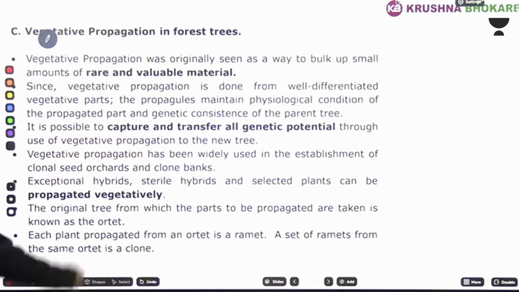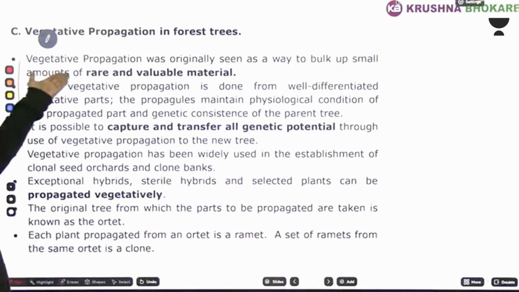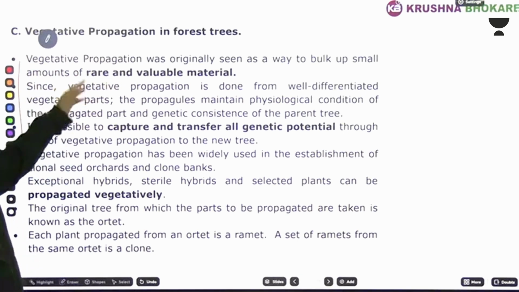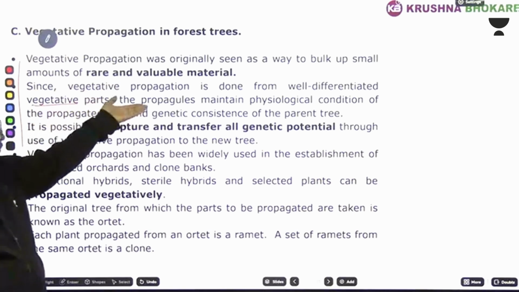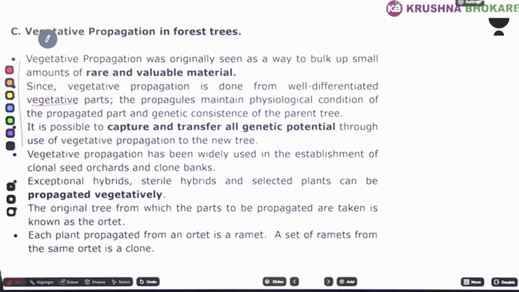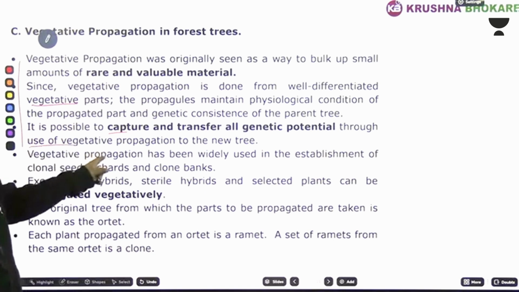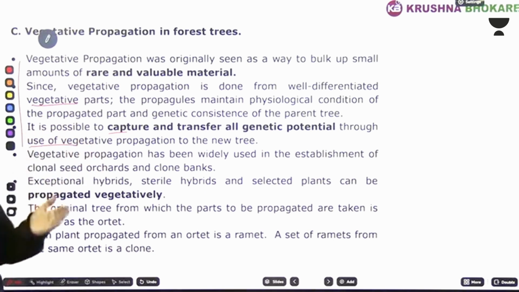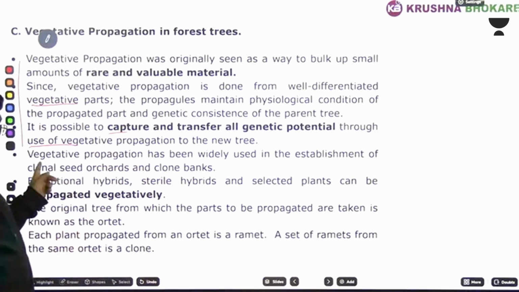Vegetative propagation in forest trees, exactly like what we have seen previously, is mostly seen in bulk or with a small amount of rare valuable material. Since vegetative propagation is done from well differentiated vegetative parts, propagules maintain physiological conditions and genetic consistency of the tree. It is possible to capture and transfer all genetic potential of one tree to a new tree through vegetative propagation. How? By doing grafting, budding. You can make plants even if there is no viable seed production.